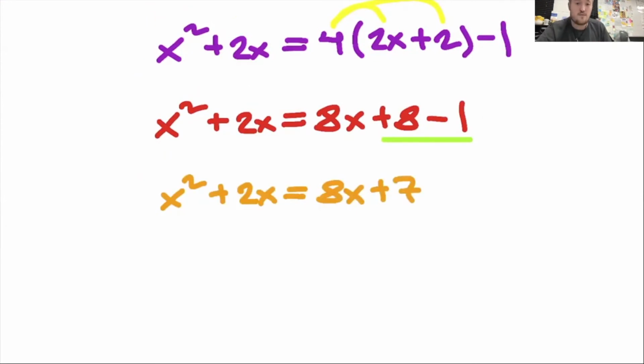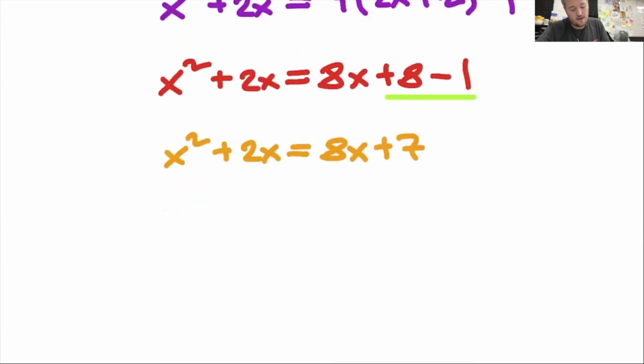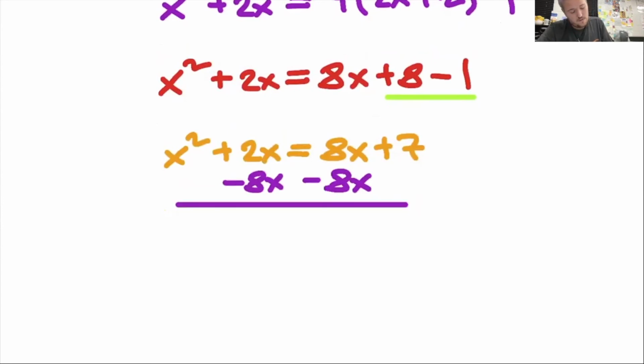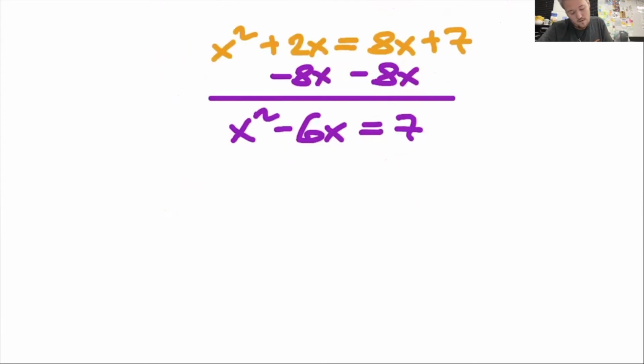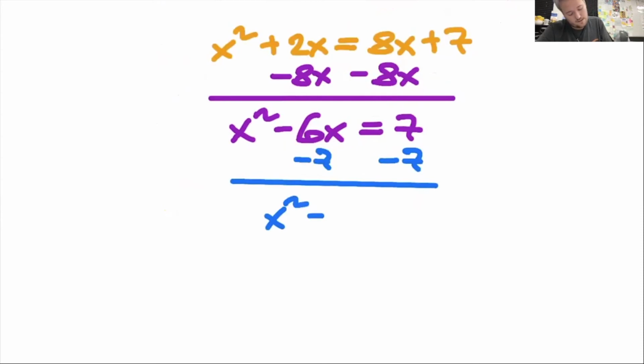All right, so now we need to move everything on this side over here to this side, to the left, so I can put it in standard form. So what I'm going to do first is subtract 8x. So I'm going to have x squared minus 6x equals 7. And now I need to move over that 7. So I'm going to have x squared minus 6x minus 7 equals 0.